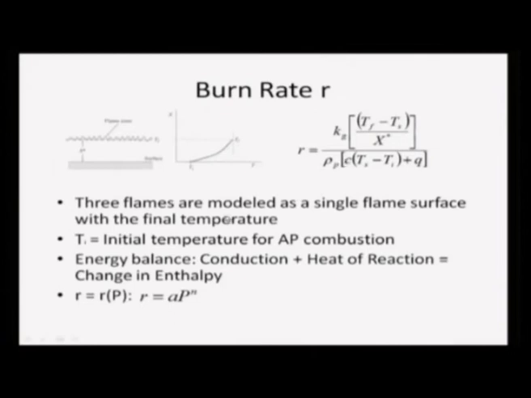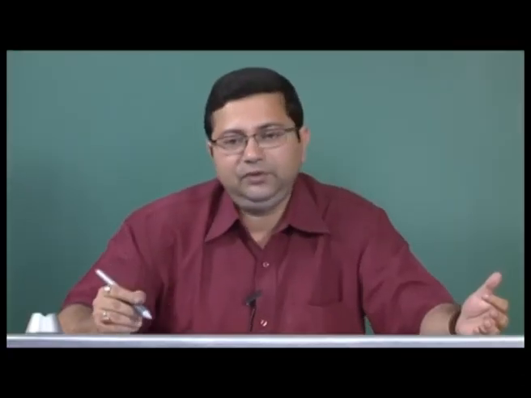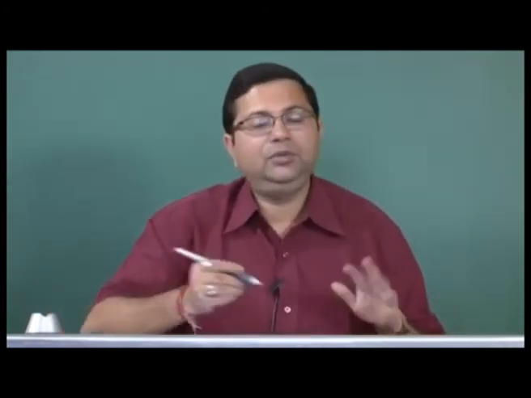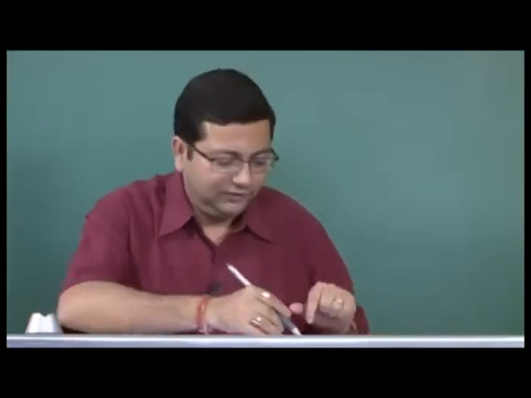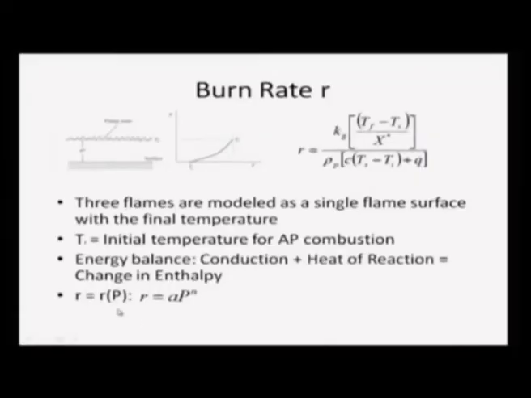So, all the three flames are modeled as a single flame surface with the final temperature Tf. Ti is the initial temperature of the ammonium perchlorate combustion, which is appearing here, and the energy balance, once again as I was mentioning, is that conduction plus heat of reaction is equal to the change in enthalpy. So, for this also it can be shown that r is equal to a p to the power n. A similar functional representation is present, only these values of a and n will be different for the different propellant or the composite propellant, but the basic mechanism is like this, and therefore, it satisfies this basic functional relationship as well.